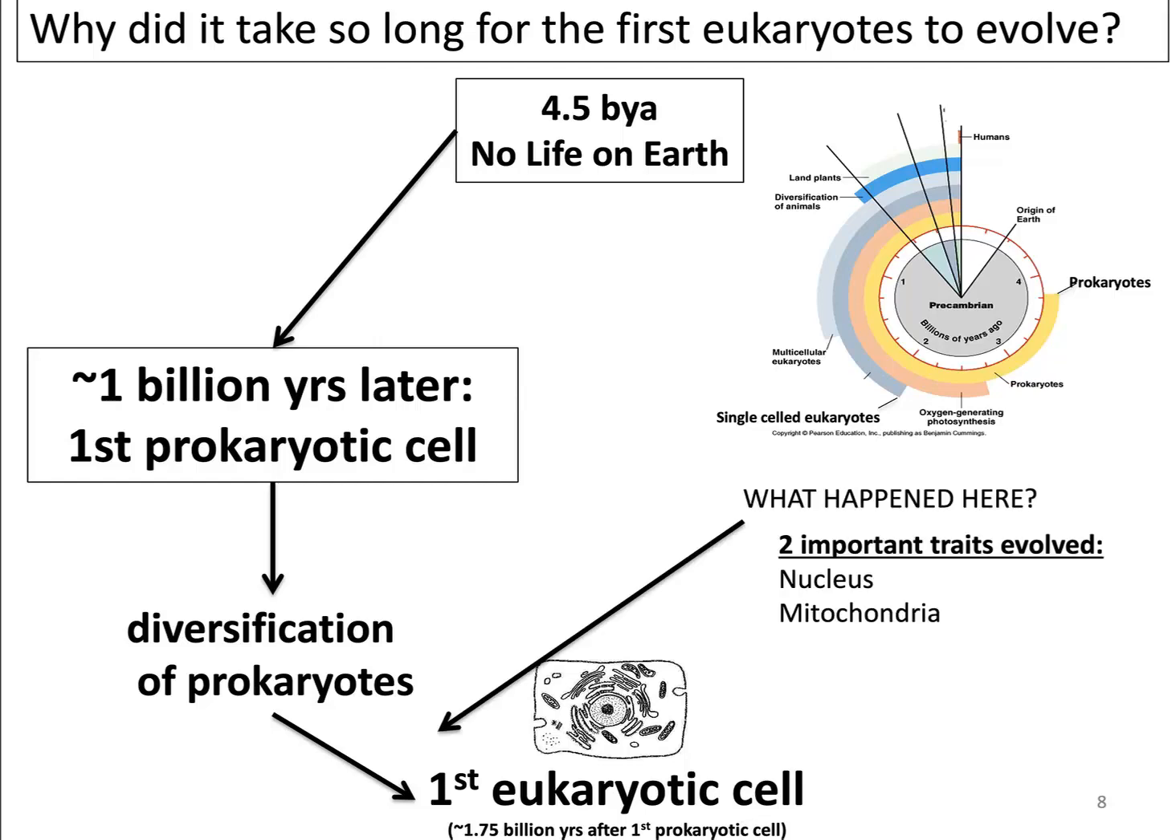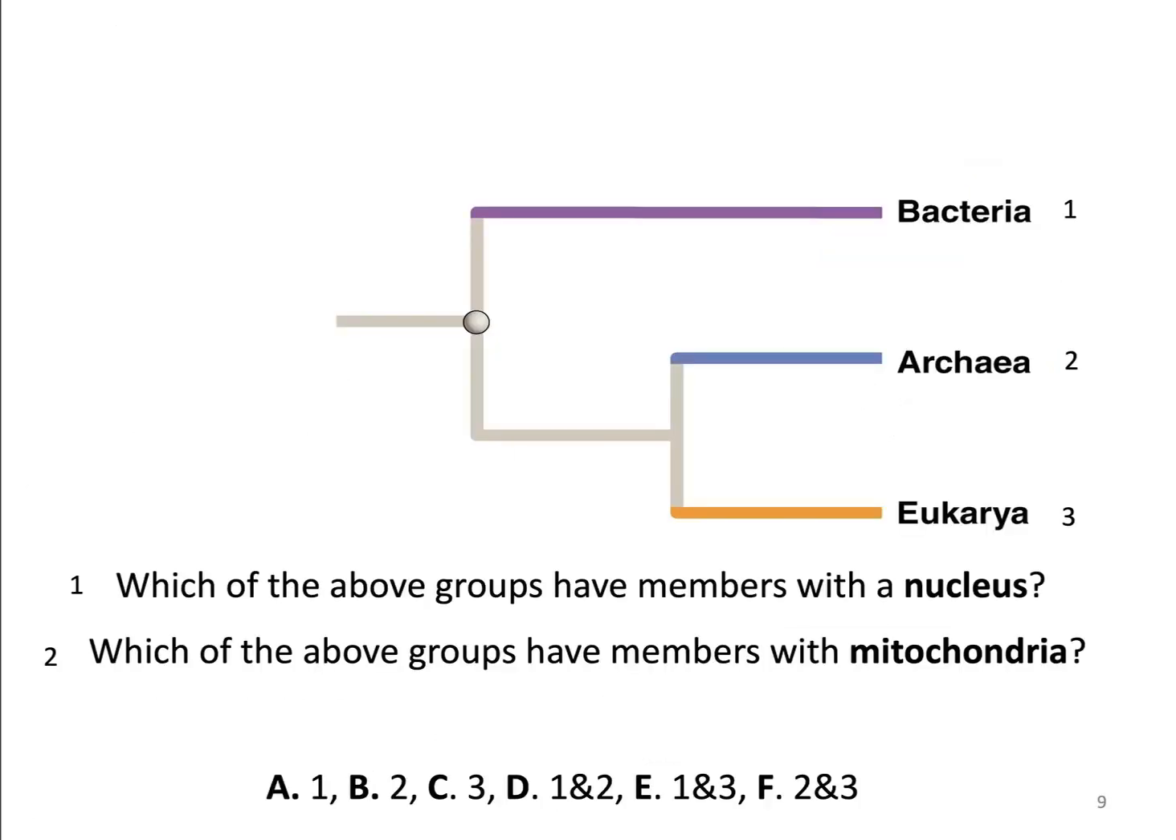What two important traits had to evolve to give rise to eukaryotic cells? Two very important traits that I want to discuss are the nucleus and the mitochondria. So mitochondria and nucleus, these are two traits or adaptations that are unique to eukaryotes and eukaryotic cells.